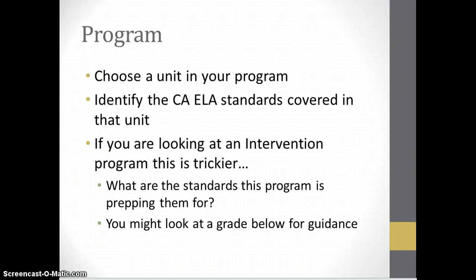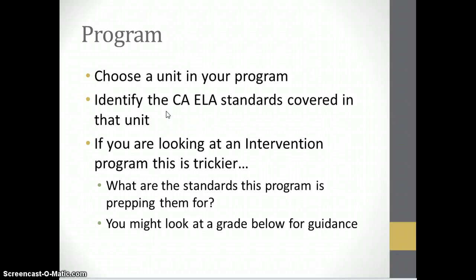So what you need to do is look at your program and choose one unit. I talked before about what one unit might consist of, and then you need to identify the California English Language Arts standards that are covered in that unit. Even if it's not specifically designed around our standards, which most of the ones you probably use are, unless it's an intervention program, identify from our old framework which standards they're covering.